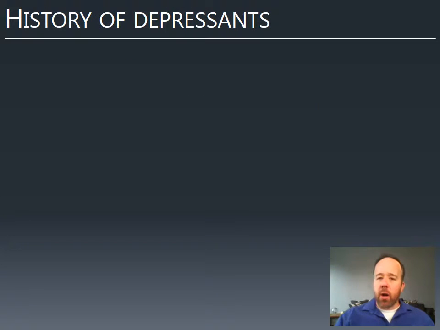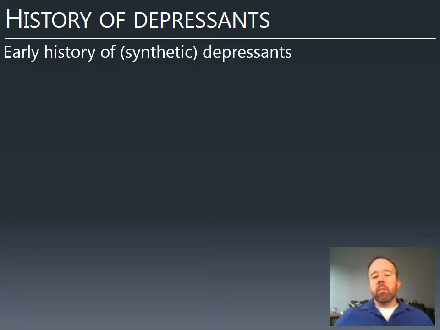Okay, so some history on depressants. We're going to talk about synthetic depressants first, and that will be the main focus of this week. As I mentioned, marijuana is arguably a depressant. Alcohol is certainly a depressant, but those are big topics we'll save for later. They're also naturally occurring, and that's one of the distinctions we're going to make here: almost all depressants that we're going to be talking about this week are synthetic.